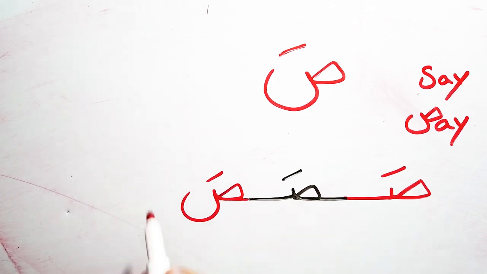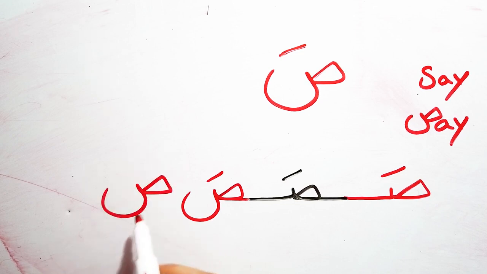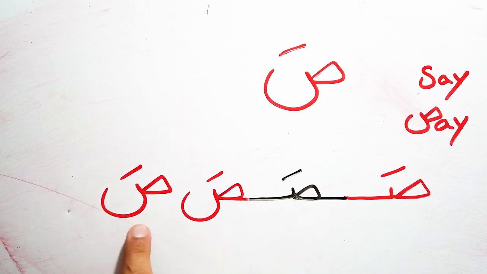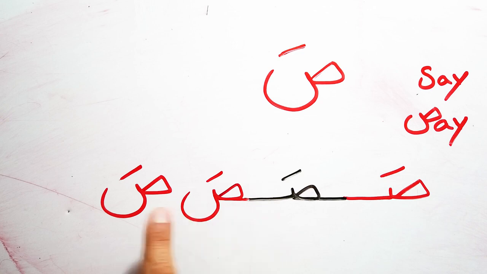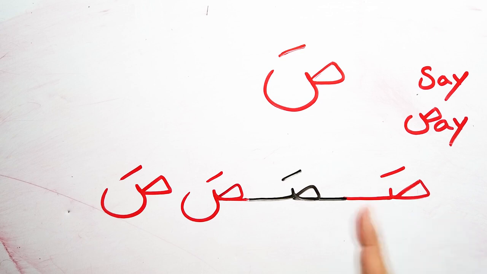Okay, we have saw in the end of the word. It can be like this as well. So we have two shapes of saw in the end of the word. This one when it is connected to the previous letter, and this one when it is separated. Saw. At the normal speed, saw.